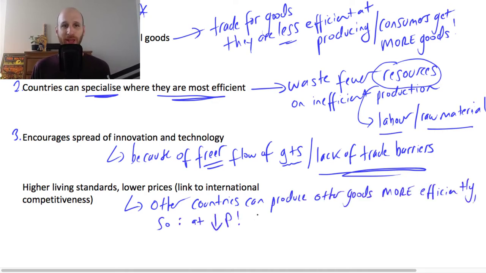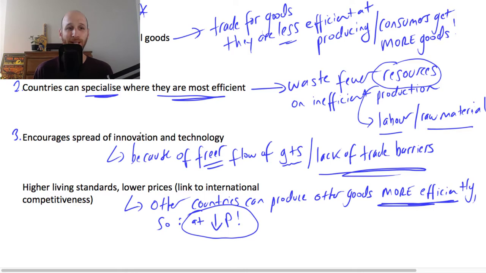Other countries can produce the other goods more efficiently. So this means that there's less wasted resources and that they can produce those goods at lower prices. So then what can happen is that one country can import those goods, bring those goods in at lower prices, and then give consumers access to more goods at lower prices.